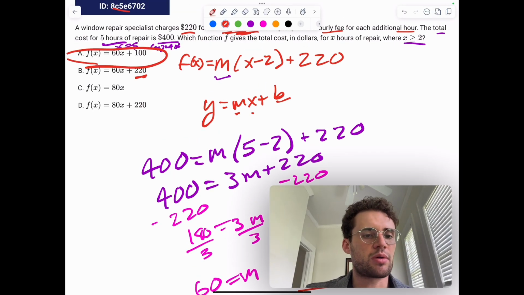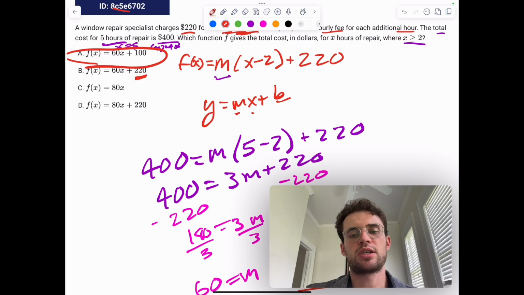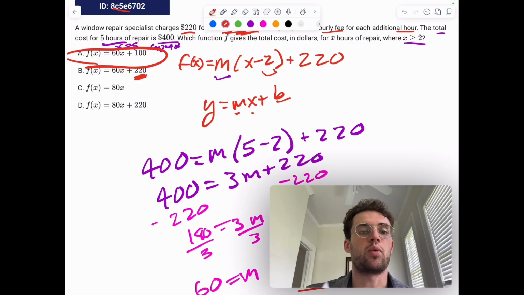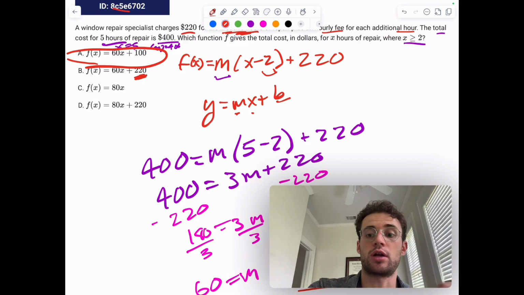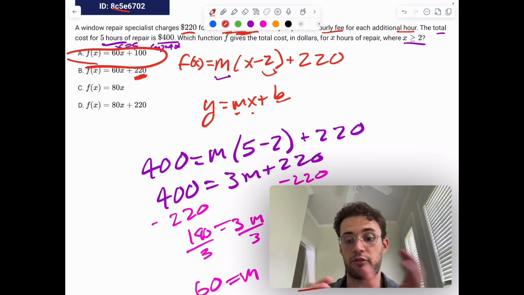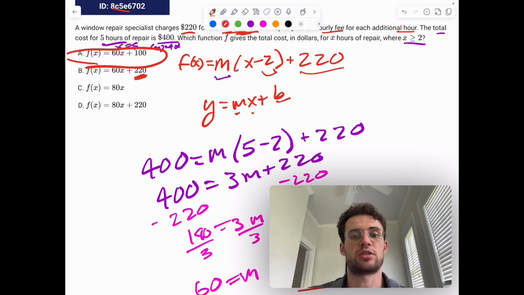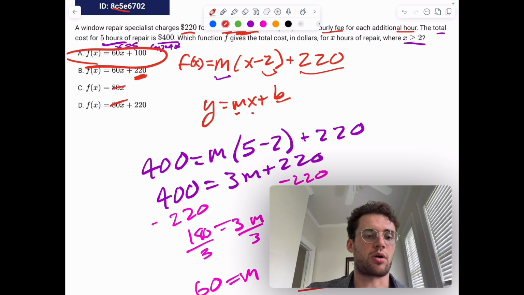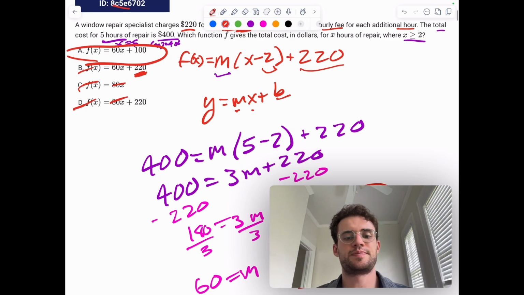So they did try to trick you here where they have 220 as just the y-intercept. Do make sure that you are accounting for that first 2 hours where you have to subtract what would have been the $120 you'd make for making $60 an hour for those 2 hours from the 220 so that you're not double counting it. And these ones, they just have the wrong slope. So we know it's not C and D, it's not B.